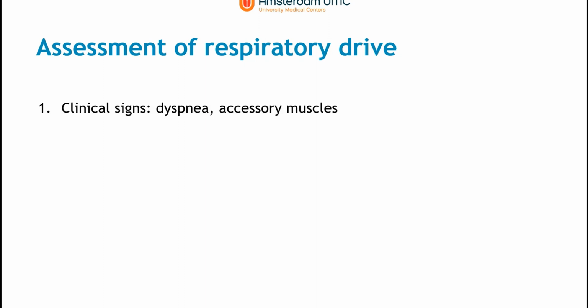Now first, just look at the patient. Just look at your subject. Are there signs of dyspnea, use of accessory inspiratory muscles?